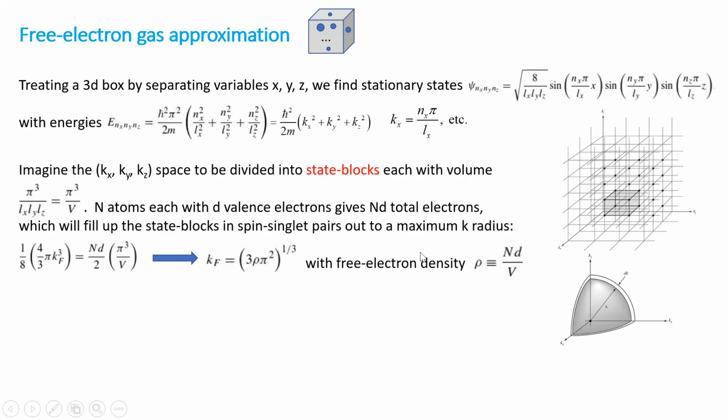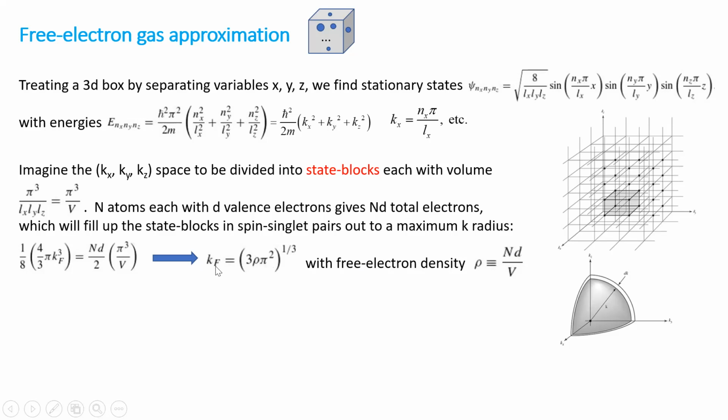And we usually call nd over V rho, the free electron density. If you look at that, that would be the total number of free electrons, nd, per volume. So that's the free electron density, the volume density of free electrons. Okay, so we have this relationship for the maximum value of K that will be filled up given a certain free electron density, rho, and it's proportional to rho to the 1/3.